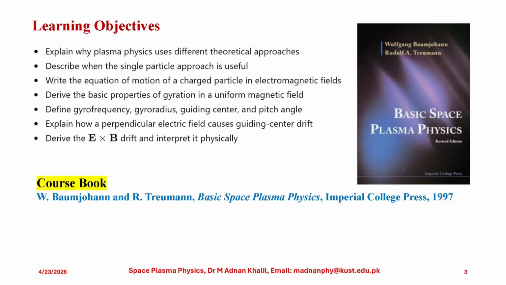This lecture has a clear set of goals. The first goal is to understand why plasma physics uses different theoretical approaches instead of one single universal description. The second is to identify when the single particle approach is useful. The third is to write and interpret the equation of motion of a charged particle in electromagnetic fields. Then the lecture moves to the basic properties of gyration in a uniform magnetic field, including gyrofrequency, gyroradius, guiding center, and pitch angle. Finally, the lecture explains how a perpendicular electric field causes guiding center drift and how the E cross B drift is derived and interpreted physically.